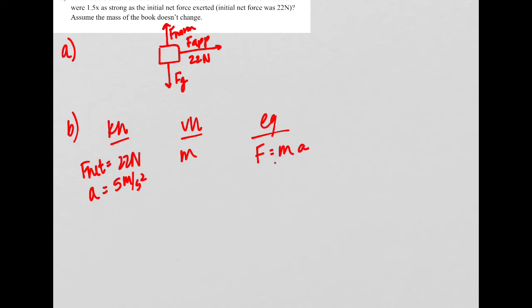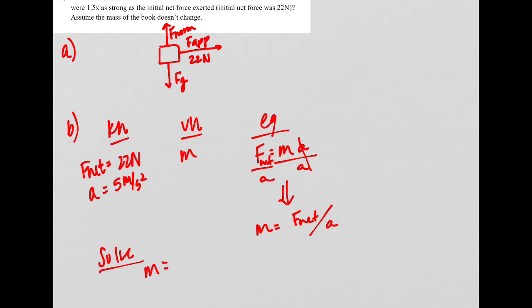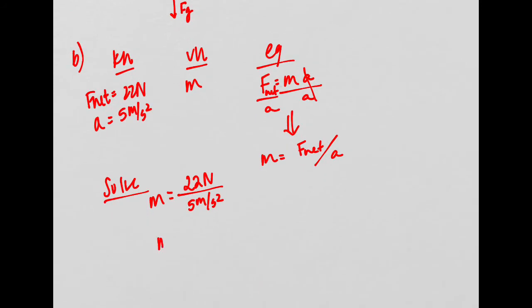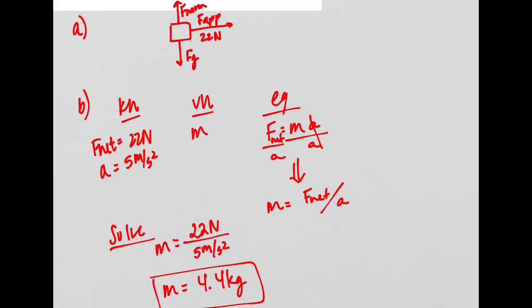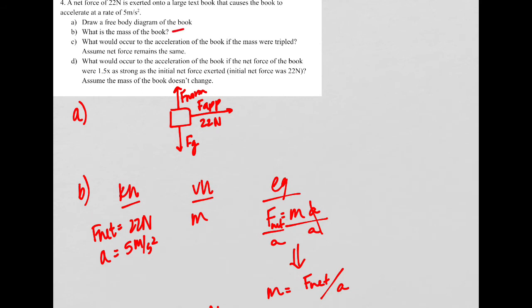We need to rearrange this by dividing both sides by a. When we do that, we have mass equals net force, sorry, I forgot to write net there, divided by acceleration, and now we can solve. So we have mass equals 22 newtons divided by 5 meters per second squared. That gives us a mass of the textbook of 4.4 kilograms. That is our answer for part B here.